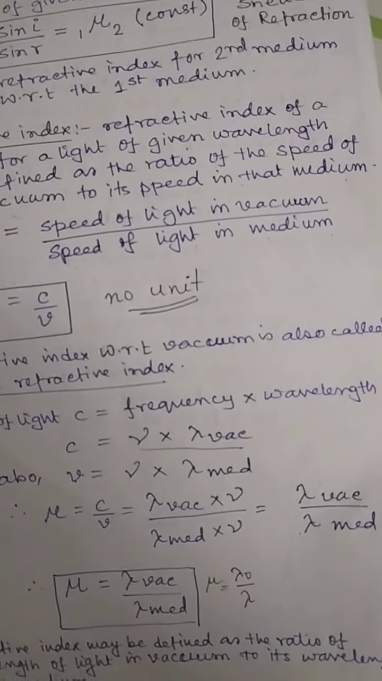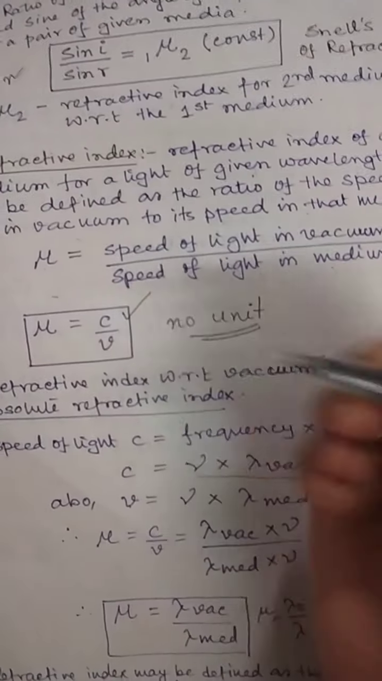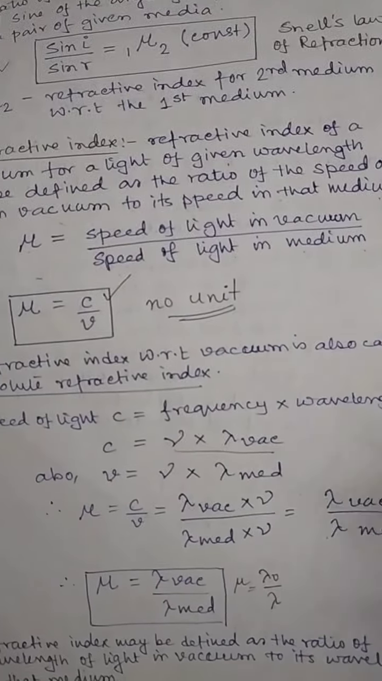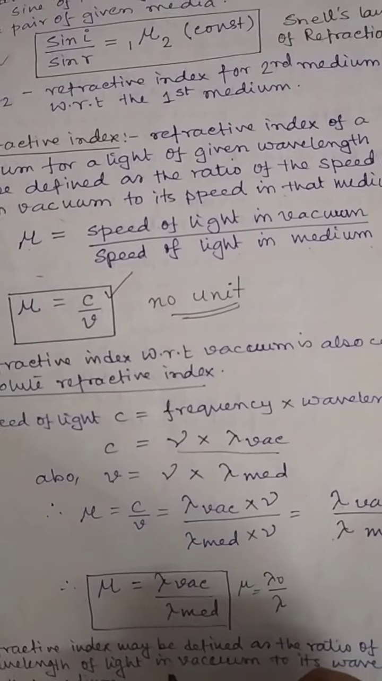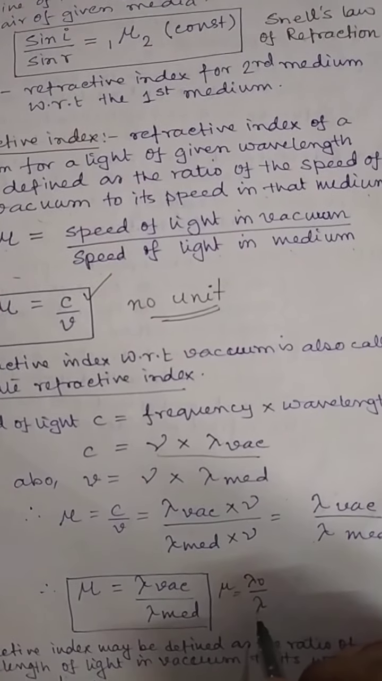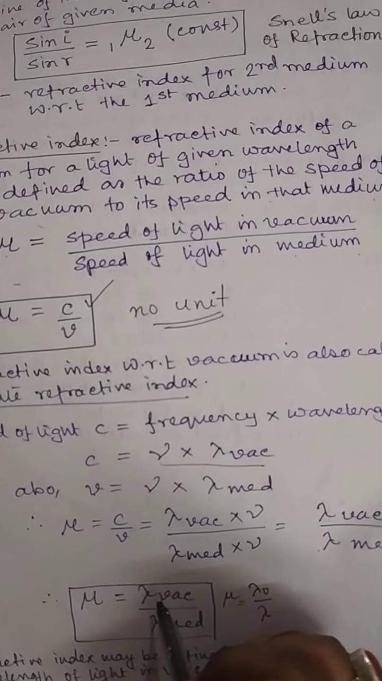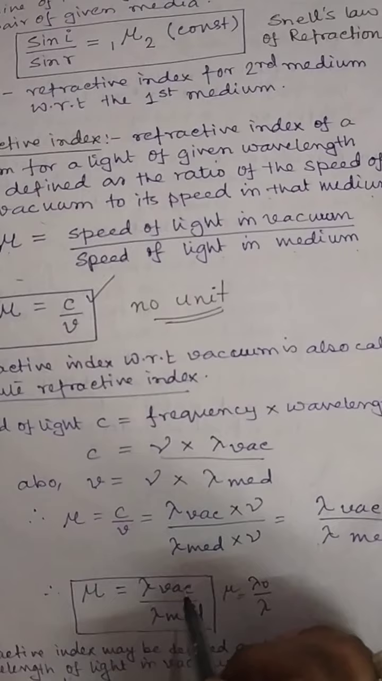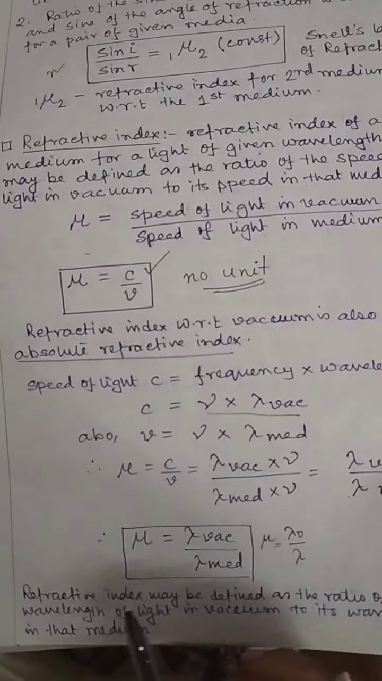So another formula for refractive index: one formula is mu is equal to c by v, and another formula for refractive index is mu is equal to lambda vacuum by lambda medium. In some books it is also written as mu is equal to lambda 0 by lambda, where lambda 0 denotes the wavelength of light in vacuum and lambda denotes the wavelength of light in any other medium.